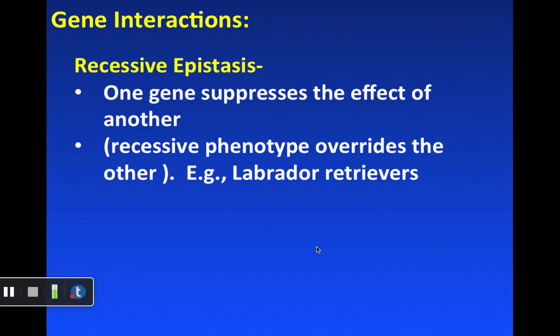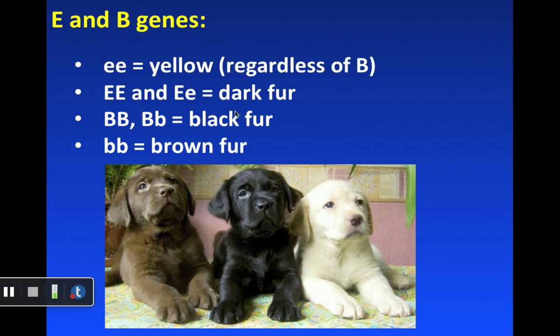Let's look at another example, this idea of epistasis. One gene has an impact on the expression of another gene. That's epistasis in general. So you might say one gene suppresses the effect of another gene. In this case, we're going to look at recessive epistasis because we're looking at a situation where a recessive genotype controls or dictates the overall phenotype in question. So the recessive genotype or phenotype overrides the expression of a totally different gene. We're going to look at Labrador retrievers as an example of recessive epistasis.